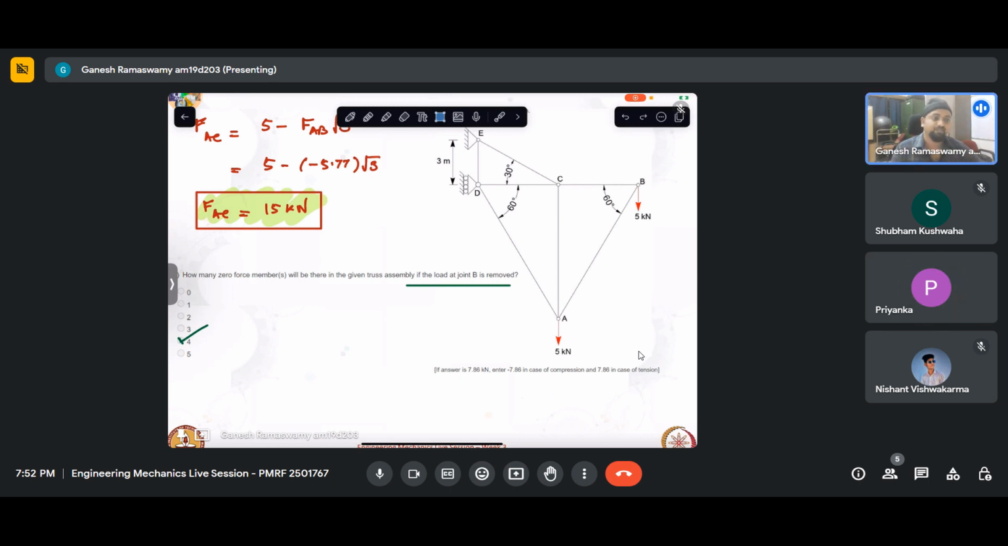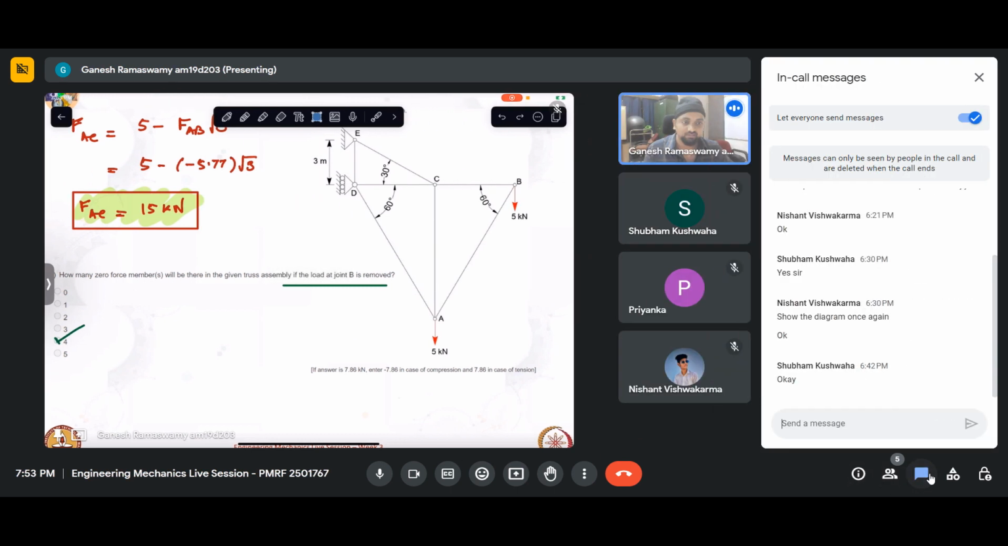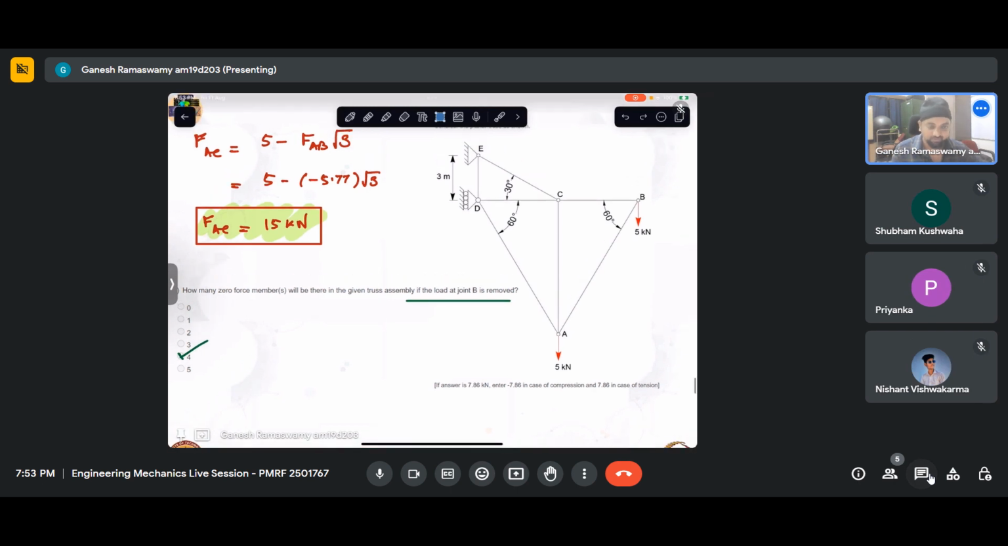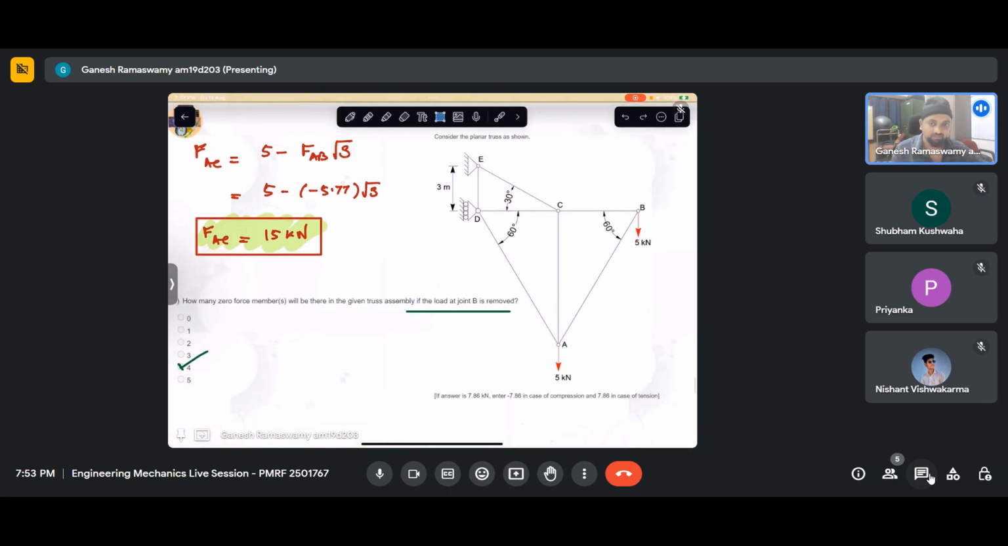Okay. Anything else? Does anyone else have any questions? Is it clear what I'm trying to explain? Could I just get a confirmation on that?